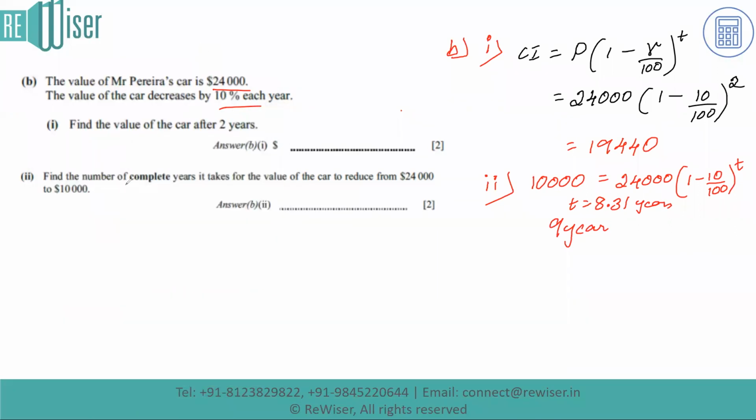But 8.31 should not be the final answer because the question asks to write down the number of complete years it takes for the value to reduce from 24,000 to 10,000. So that means it will take at least 9 years, not just 8 years. It will take at least 9 years to reduce to this value. And this is the right answer for this sum.